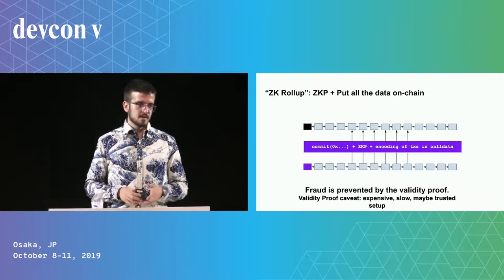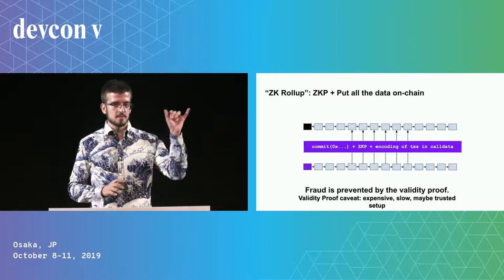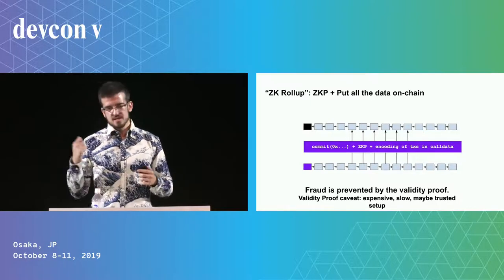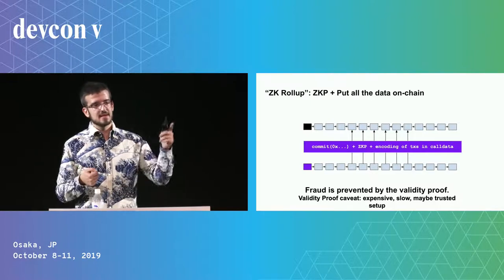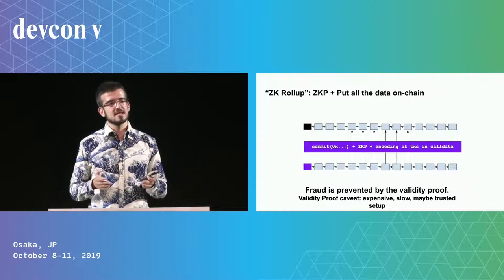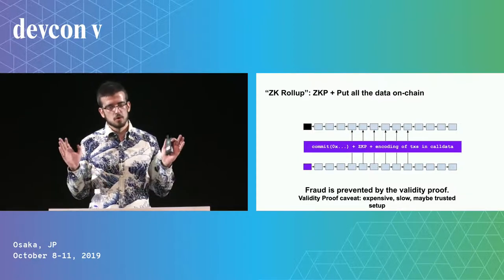ZK rollup means that you commit the new Merkle root, the latest state after the transactions that happened. You take a zero knowledge proof, which attests that this state transition is valid, and you put it on chain. The smart contract verifies that the state transition was valid with moon math.